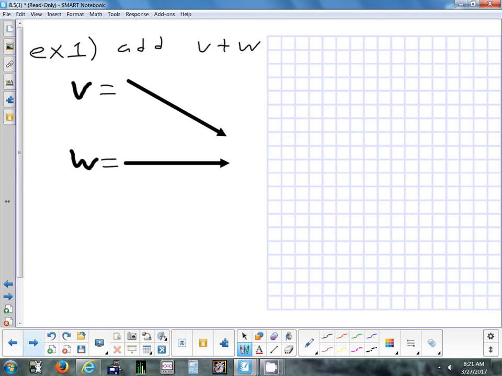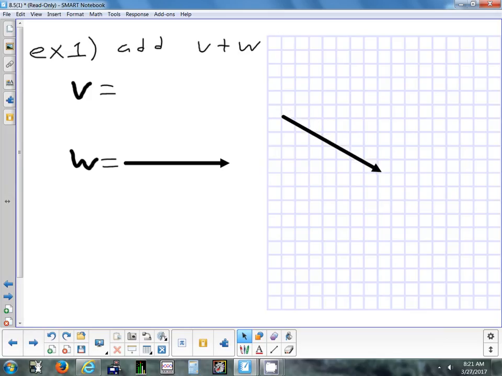All right, so we'll add these up. Specifically, I want to do V plus W. So that means W gets added on to the end of V. All right, so there's V. Take W, put that on it. And then just draw in your final answer.